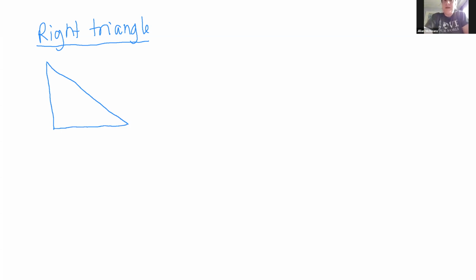So it's going to look like this, and the right angle, again, is the one that makes the corner of like a square or a rectangle. Now, when you're dealing with a right triangle, the side that is opposite the right angle, this longest side of the triangle, is called the hypotenuse. And then the two sides of the triangle that make up the right angle are called the legs of the triangle.